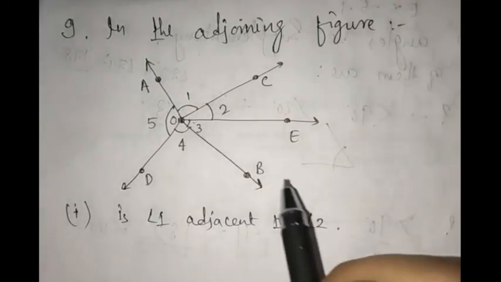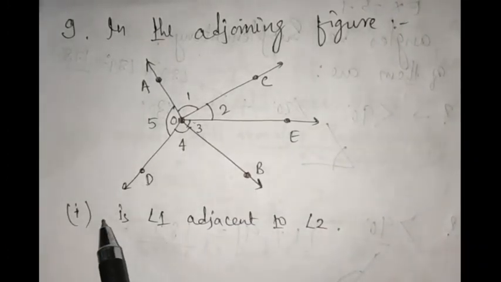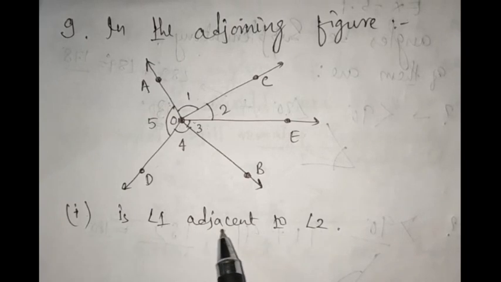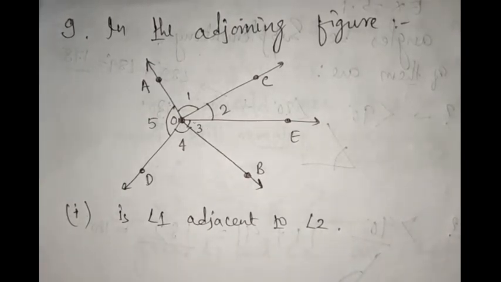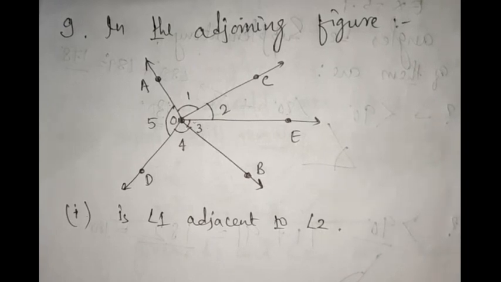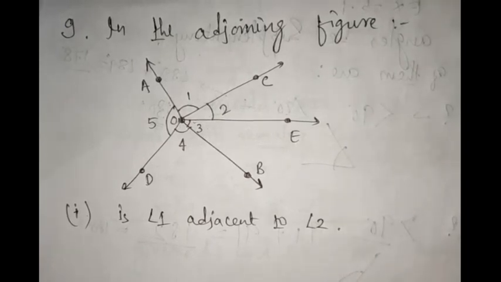Proceeding forward to question number 9. Our first question, part 1, is angle 1 adjacent to angle 2? So student, this will be a home assignment. I have already mentioned what an adjacent angle is. So take help from the definition there and try to solve this. Alright, if you are not able to, I'm there to help you all.